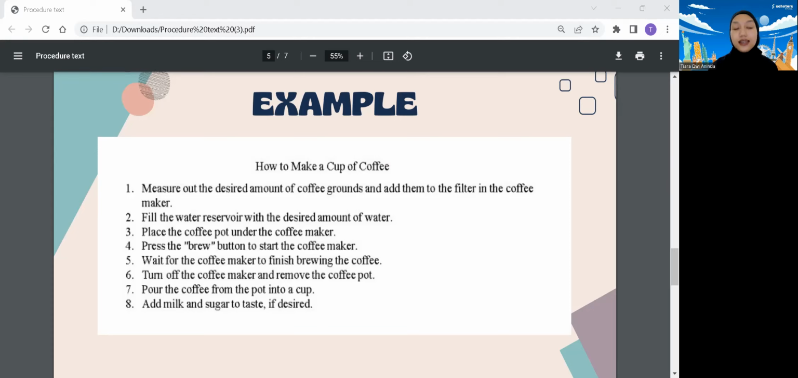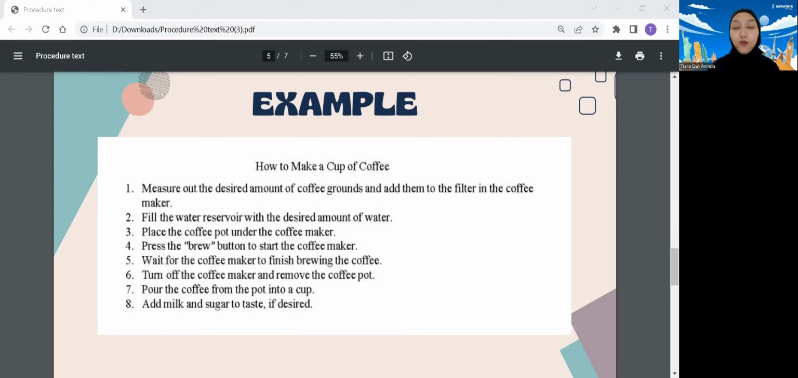And the next is pour the coffee from the pot into a cup. So this is the seventh step and tells the reader how to serve the coffee itself. And the last one is add milk and sugar to taste if desired. So this is the final step and gives the reader the option to add milk and sugar to the coffee. And that's it. You have successfully made a cup of coffee using a drip coffee maker.